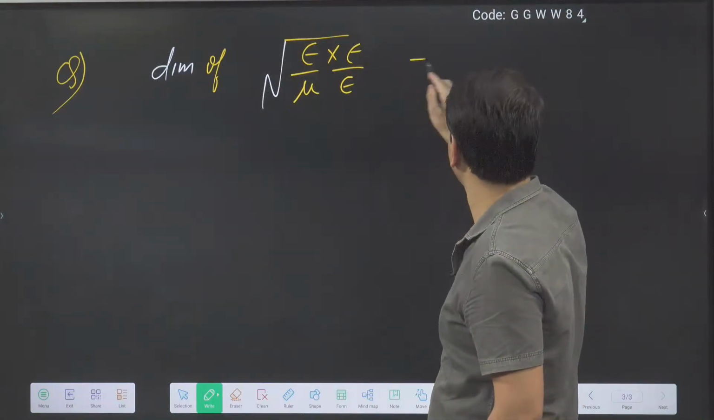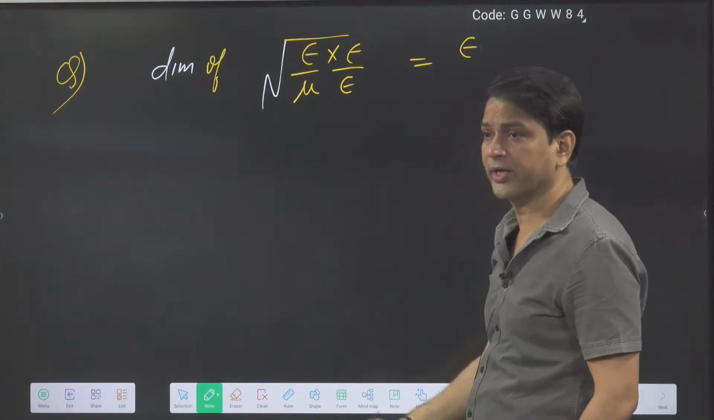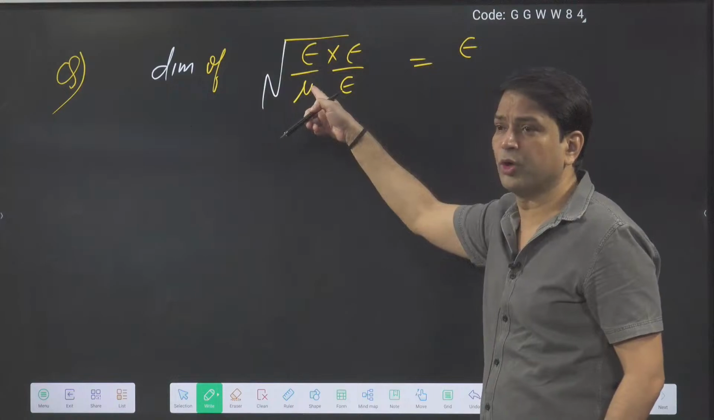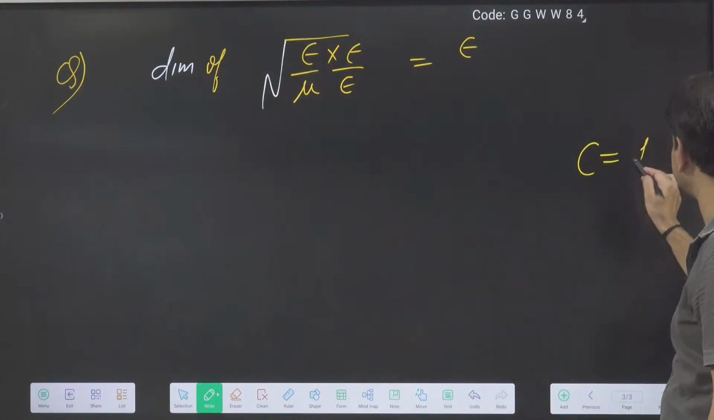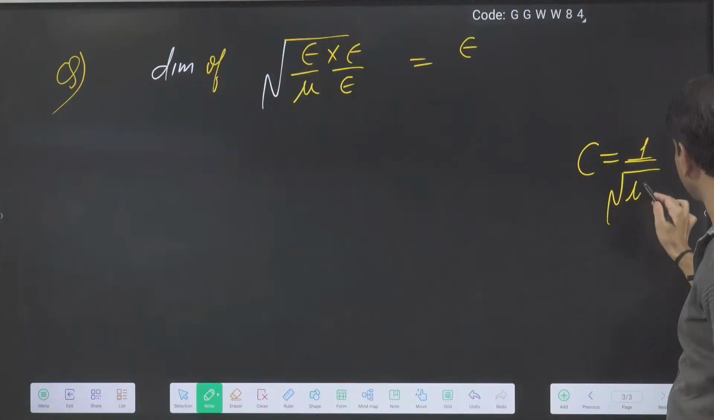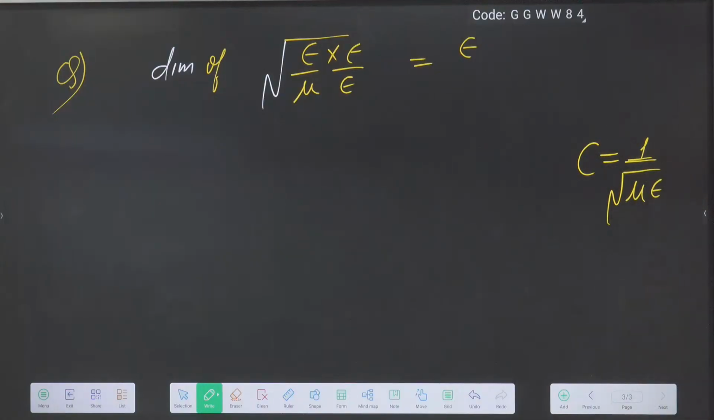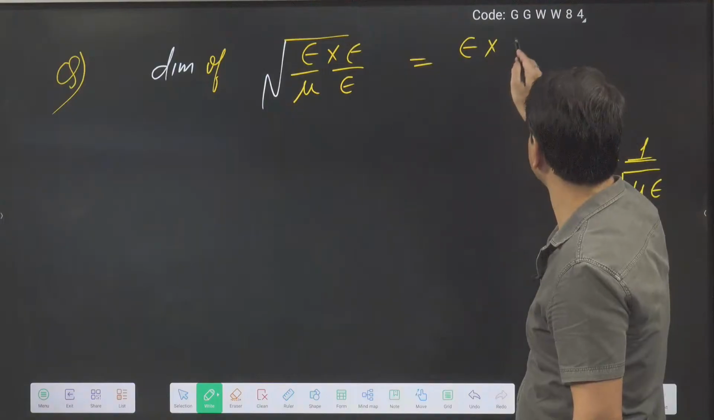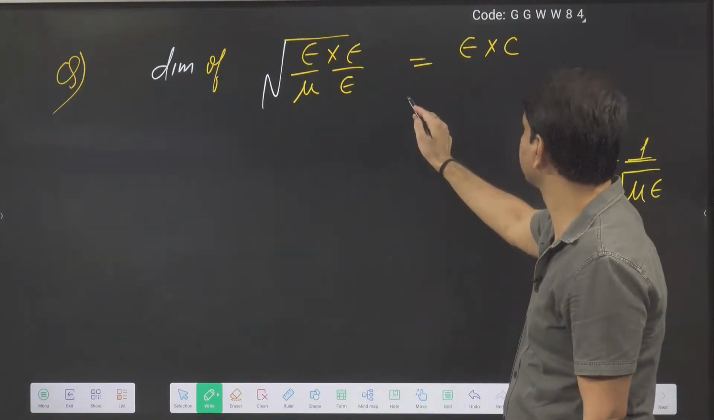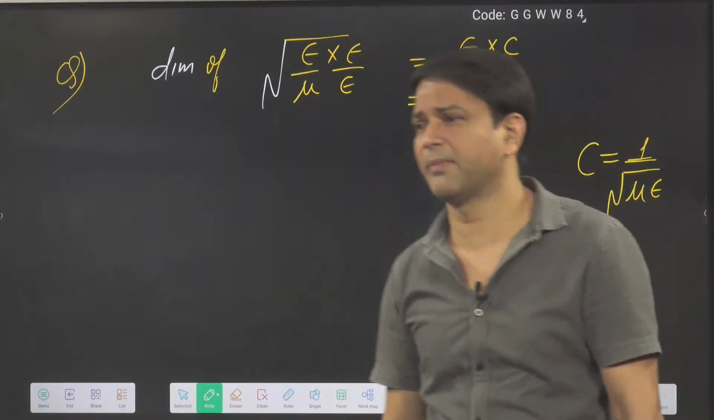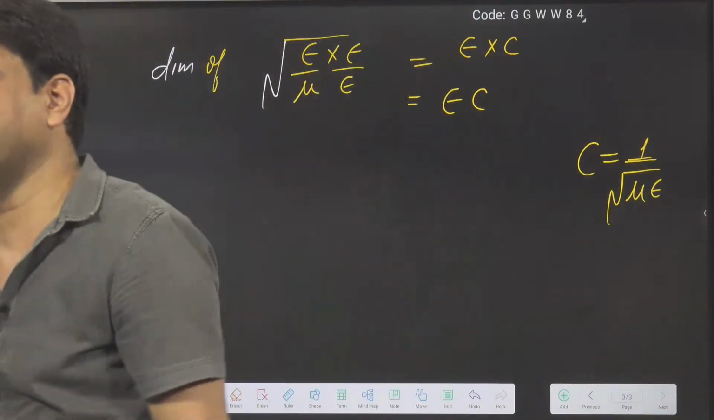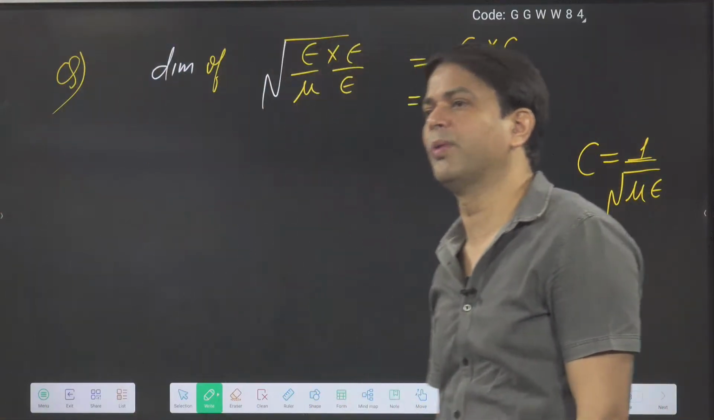Now epsilon into epsilon is epsilon square. Root is there, so you can write it as epsilon. And 1 upon under root mu into epsilon, this formula I just said, C equals 1 upon under root of mu into epsilon. So 1 upon under root mu into epsilon, I can replace by C. Now you got C into epsilon. The C dimension you know, the epsilon dimension you can find, and you will get the dimension of under root of epsilon by mu.